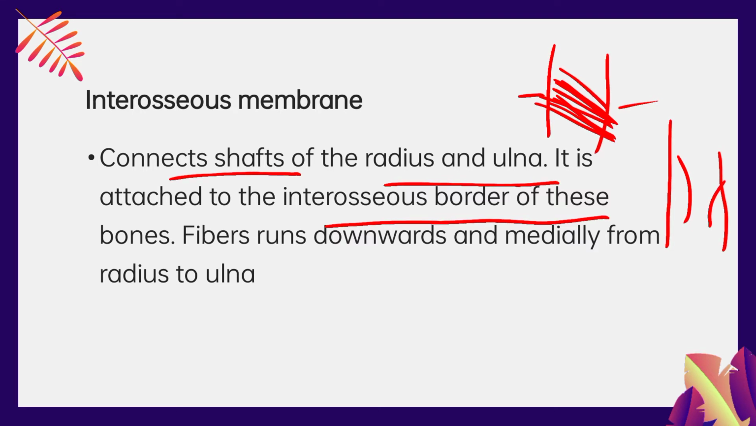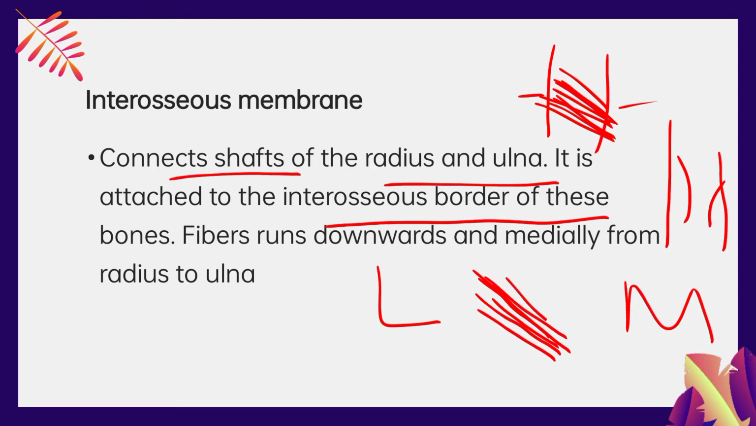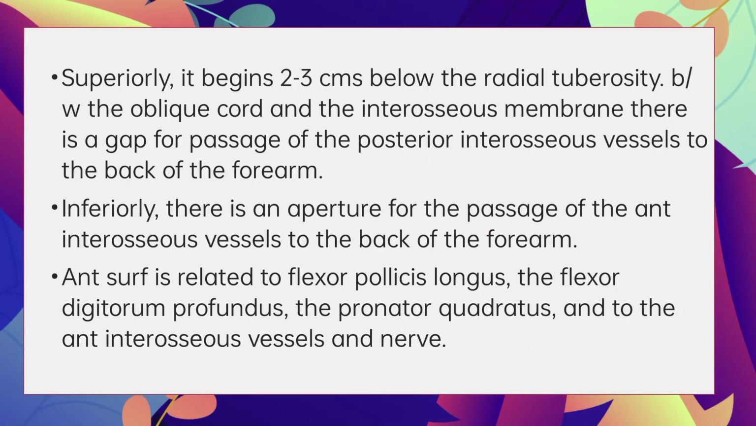Okay, the interosseous membrane is attached to the interosseous border of these bones. The fibers run downward and medially. This is lateral and this is medial. So downward and medially, that's why this is an oblique shaped ligament. Now superiorly, it begins 2 to 3 centimeters below the radial tuberosity.